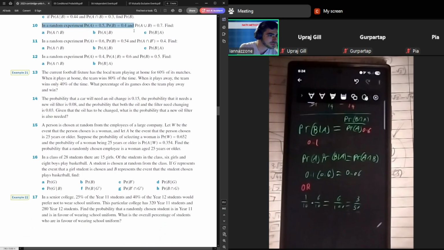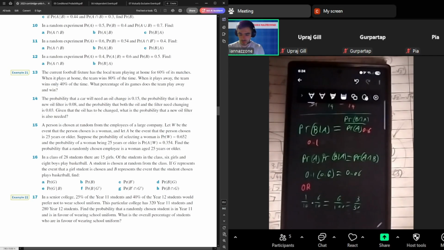Question 10 is slightly different because we haven't used unions before, or at least we haven't used them in this exercise yet. So we'll go question 10. Put that in chat.